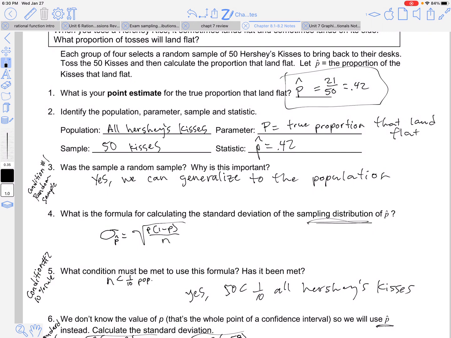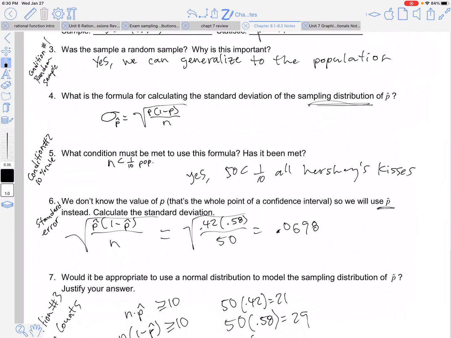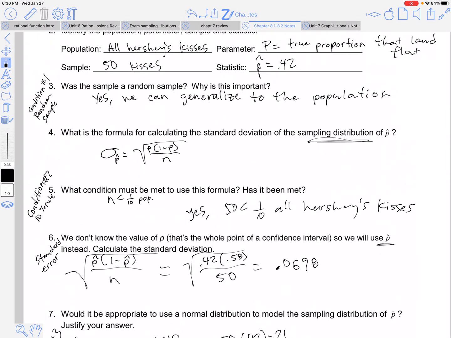So now, to try to find the true p, I'm going to build a confidence interval. In order to do that, 3 through 7 leads you through the 3 conditions that must be met in order to build a confidence interval. And you have to prove that these conditions are met before you actually build it. So number 3 talks about random sampling. That's the first condition you have to prove.